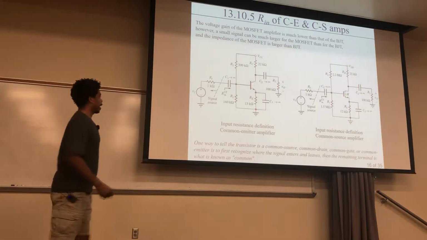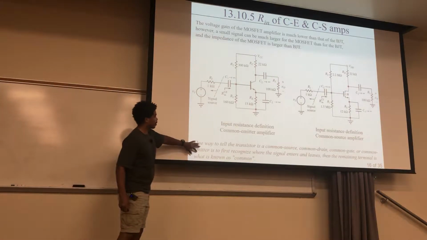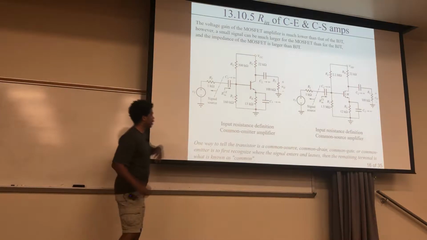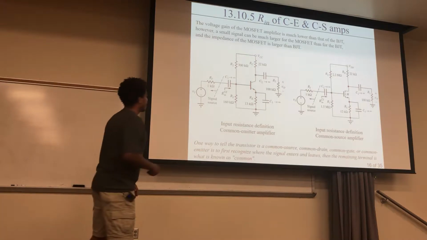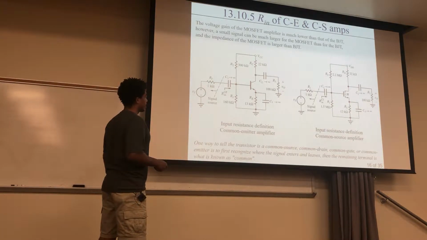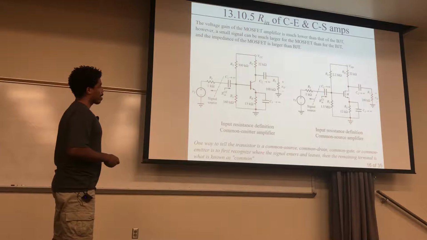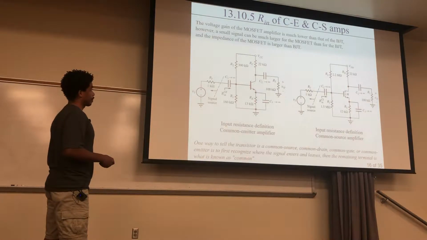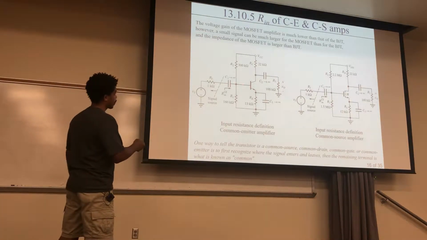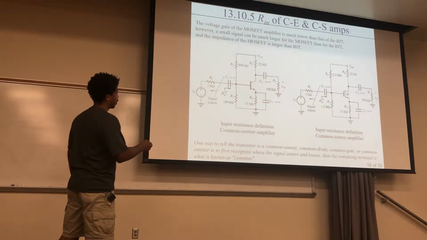Okay, and I found this online. It's like another way to think about this concept. So it says, one way to tell if the transistor is a common source, common drain, common gate, or common emitter is to first recognize where the signal enters and leaves. Okay, and then the remaining terminal is what is known as common. For example, signal's coming in this way, and is leaving through here for the output.